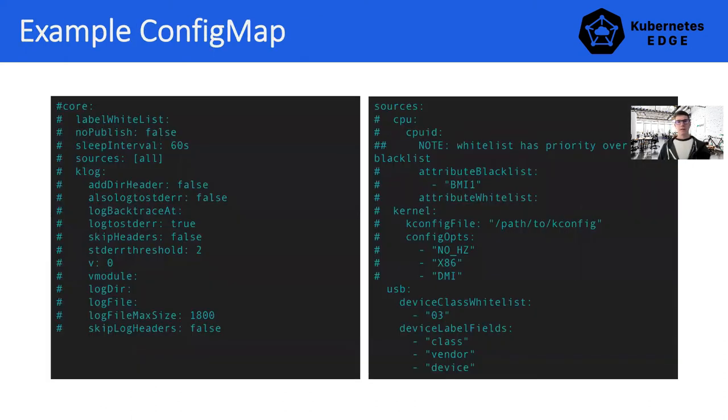This is a snippet of the config map that I used. On the right side, you can see at the bottom, my USB device class 03. Right? That was the human interface device. This is pretty simple. I run node feature discovery with my unique configuration and labeling happens.